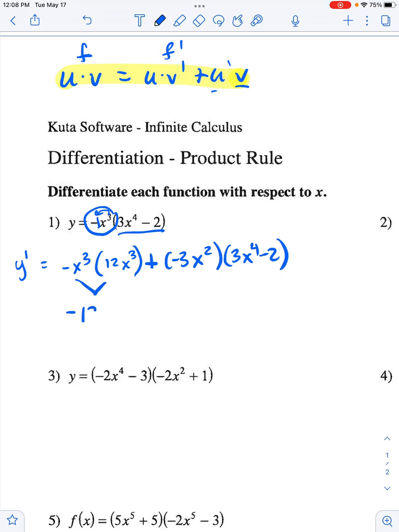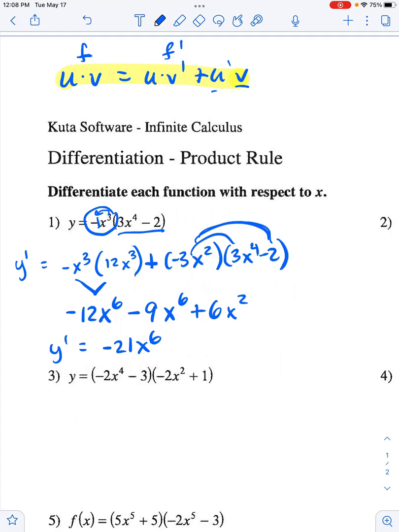These will multiply to be negative 12x to the sixth, and again, because this has two terms, I need to distribute. A 3 and a negative 3 make negative 9x to the sixth because of the 2 and the 4. And then here the negatives cancel to become 6x to the second. So my derivative is going to be negative 21x to the sixth because these two are alike and can combine, and then plus 6x squared.